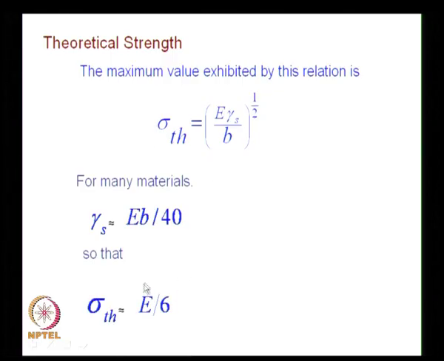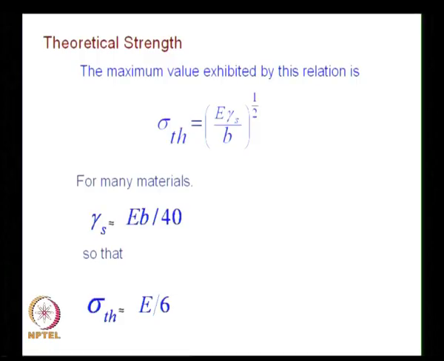It should be like E by 6. In fact, it is very high. E by 6 is not a small value. We will look at mild steel, because mild steel everybody knows. Although we may not apply fracture mechanics to mild steel, to dispute the theoretical strength calculations are way off when you compare with experimental results. Mild steel is a good example.